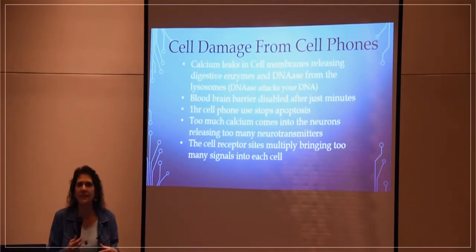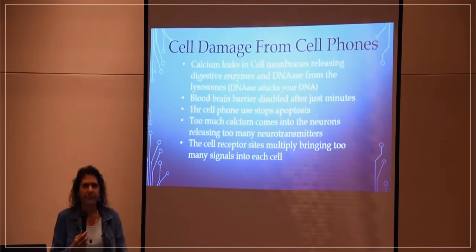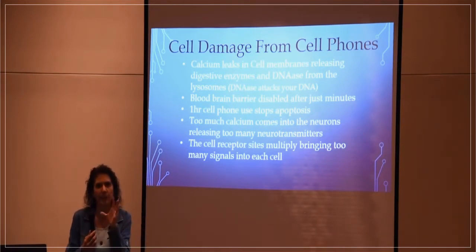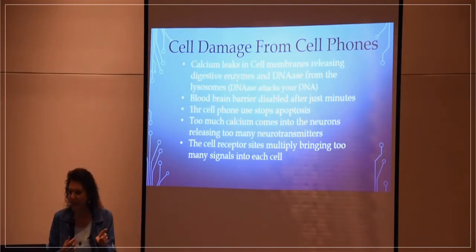What that really means is if your cell needed 15 increments of nitrogen, now it might need 45, and you're going to have a reaction. So that too many transmitters are being released, and they proliferate the cell protein receptor sites. And then the cell receptor sites multiply, bringing in too many signals.